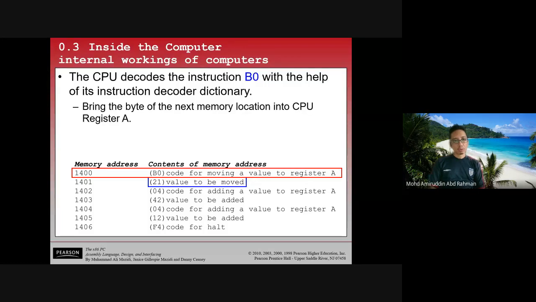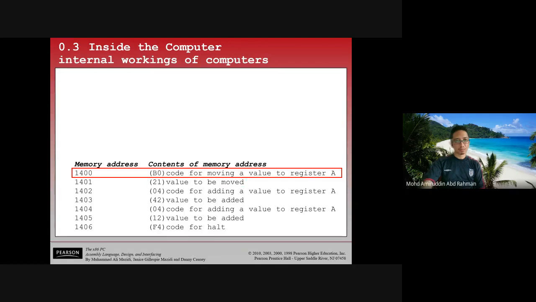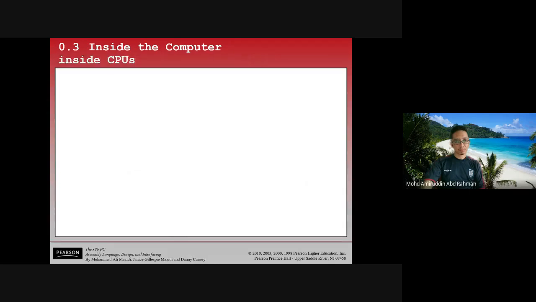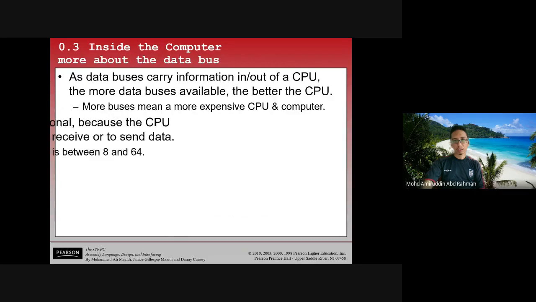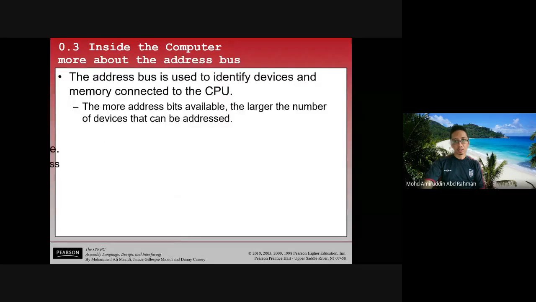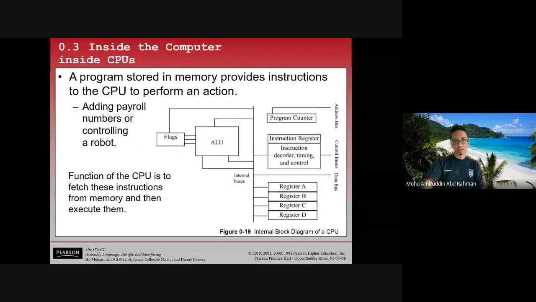So now the CPU uses the instruction decoder, like this one on the figure here. It uses the instruction decoder to put that on the register.